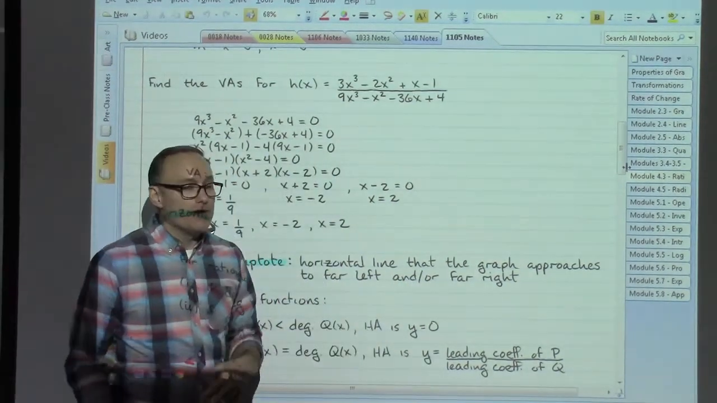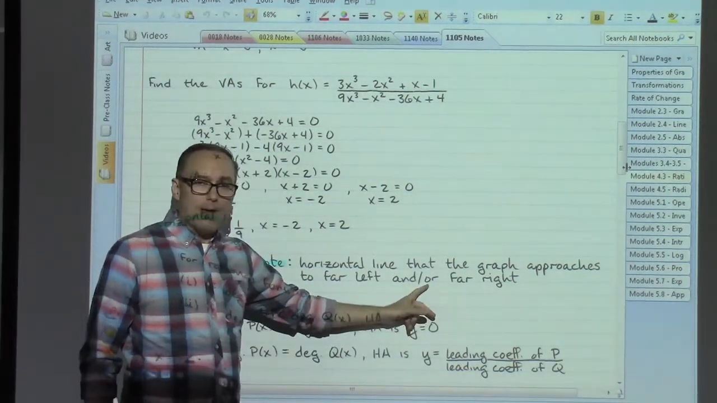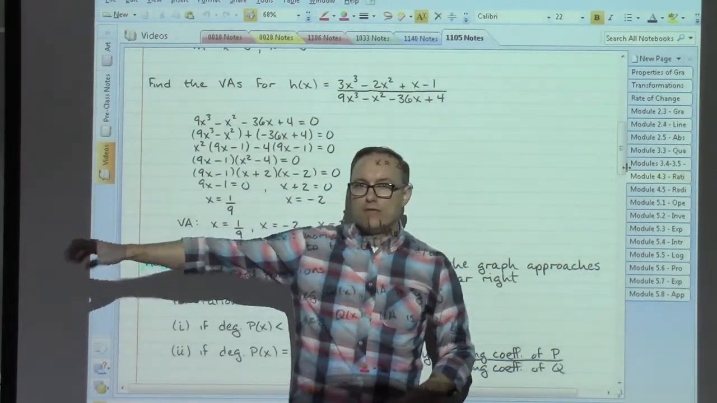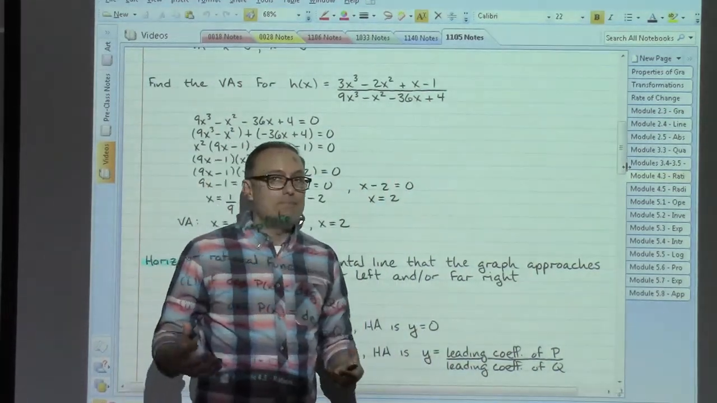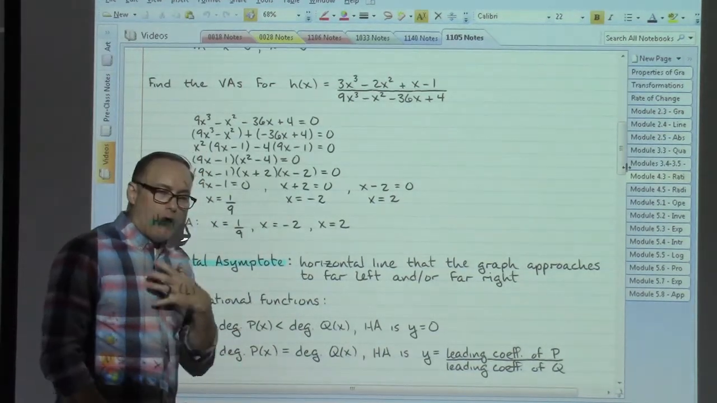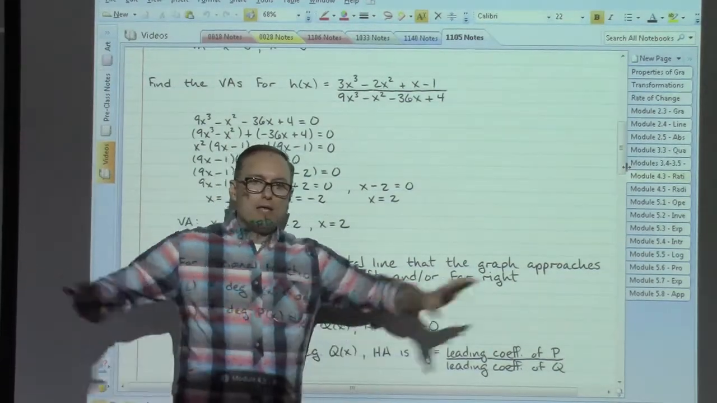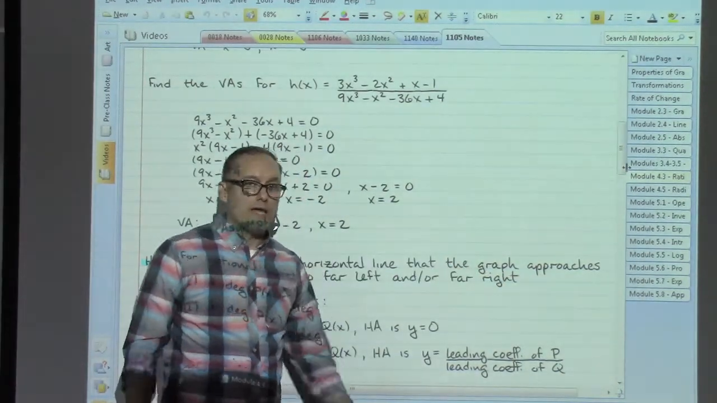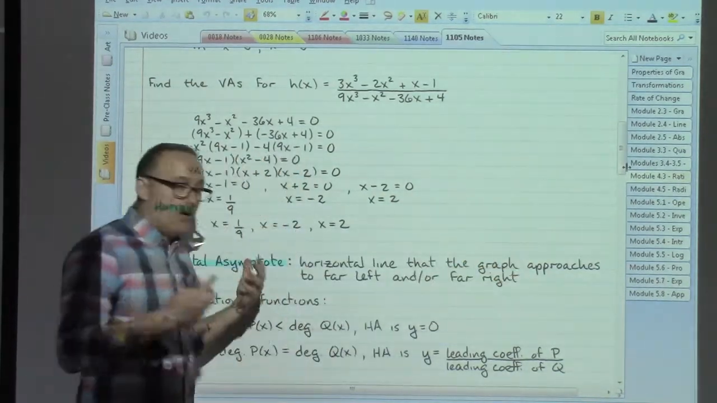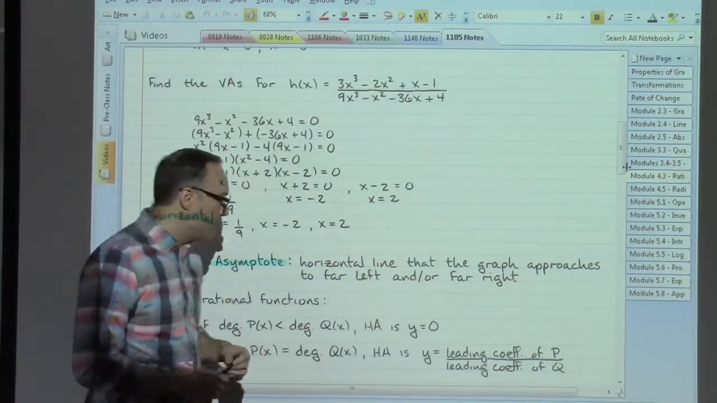For other kinds of functions that we might encounter, we might have a horizontal asymptote, and it might be just approaching to the far right. It might be just approaching to the far left. It doesn't have to be both, so we made our definition as generic as possible. For our rational functions, it's going to be both far left and far right. We're approaching some horizontal line. We could be approaching it from above. We could be approaching it from below. We just don't necessarily know. Could we figure it out? Maybe. We'll see.